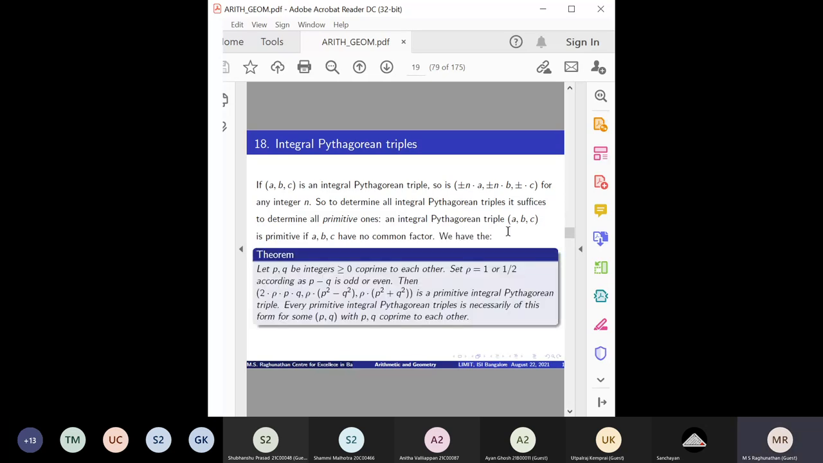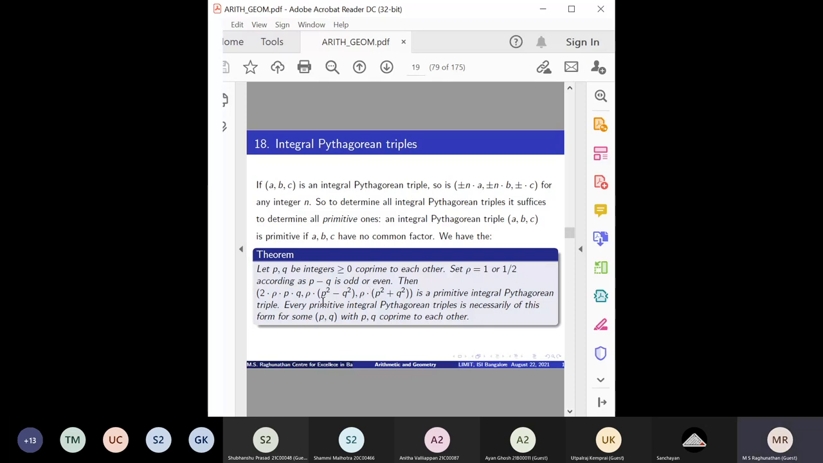Then we have the following theorem, which tells you how to get all primitive integral Pythagorean triples. Once you get the primitive ones, you can get every one of them by multiplying by some integer. So the theorem says the following: let P, Q be integers which are coprime to each other, that is, P and Q don't have any common factor. Then set rho to be equal to 1 or half according as P minus Q is odd or even. Since P and Q are coprime, they cannot be both even. So one of them is odd and the other even, or both are odd. If both are odd, P minus Q is even. That's why I have to separate two cases. So I take rho to be 1 if P minus Q is odd, and half if P minus Q is even.